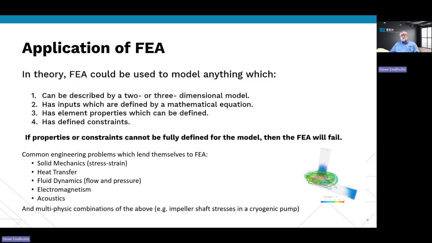For instance, as in the picture there, the impeller shaft stresses in a cryogenic pump. So it's modeling the flow. From the flow, you get the forces. From the forces, you can then get the stresses.